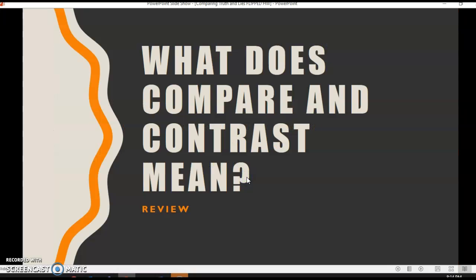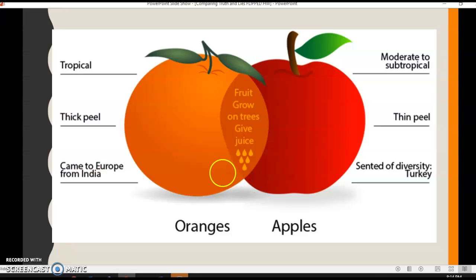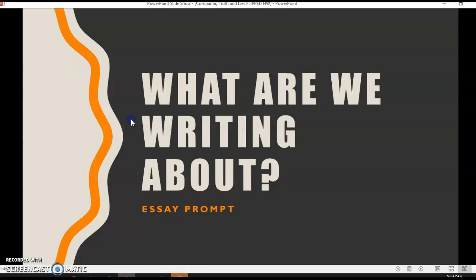All right, so what does compare and contrast mean again? To compare and contrast means to talk about the things that are similar, but also the things that are different, like comparing oranges to apples.